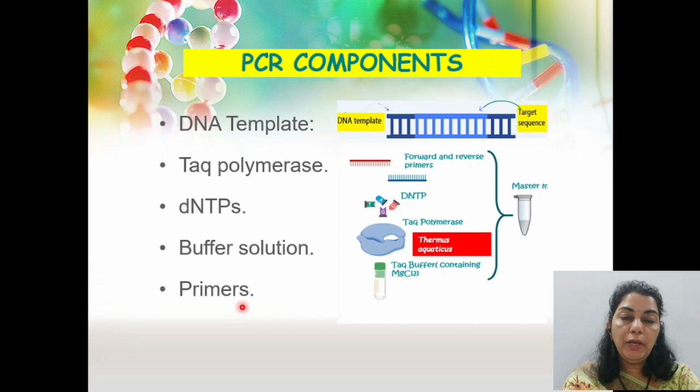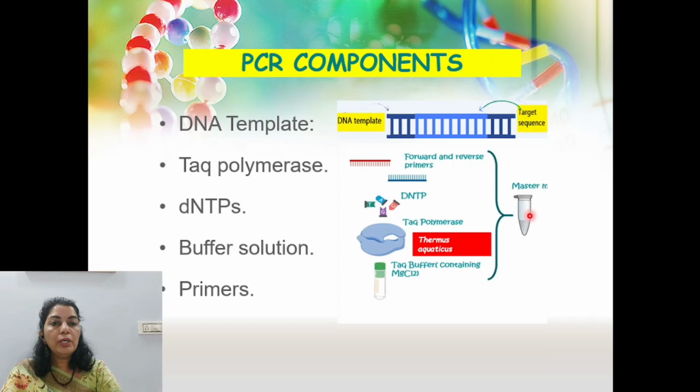We need a pair of primers, and all these components are taken in the PCR tubes together. Place these tubes in the thermocycler and carry out the PCR reaction multiple times. Now, what are primers?